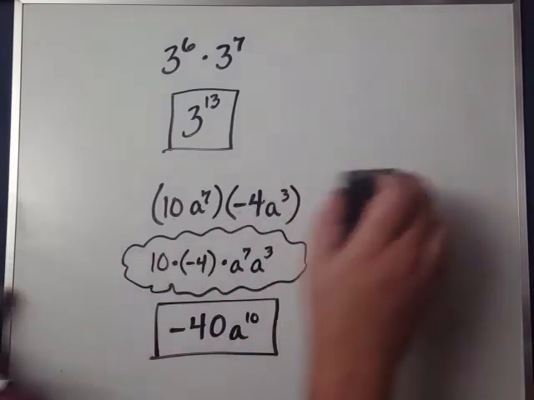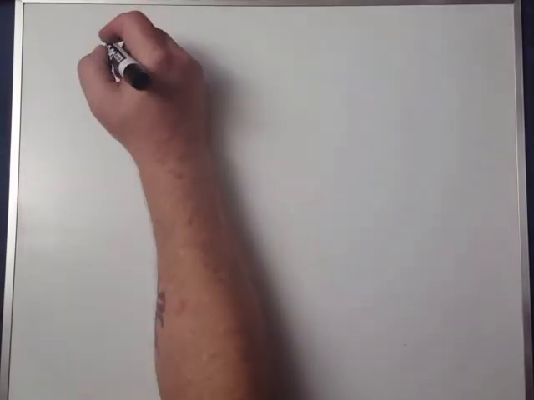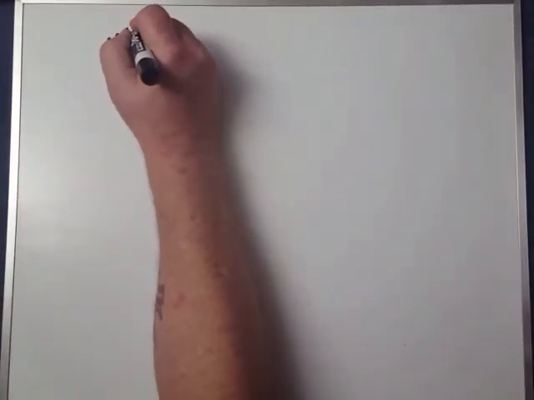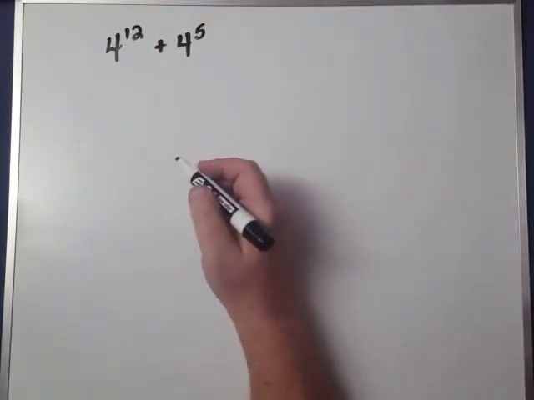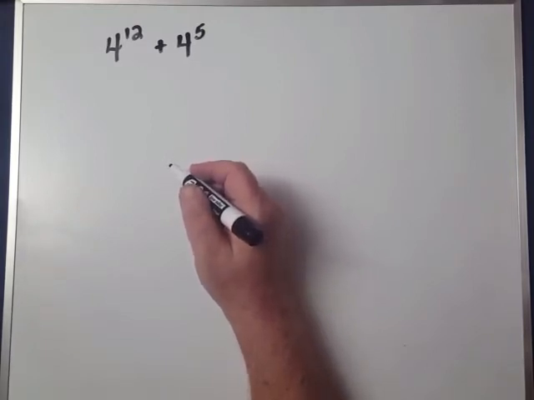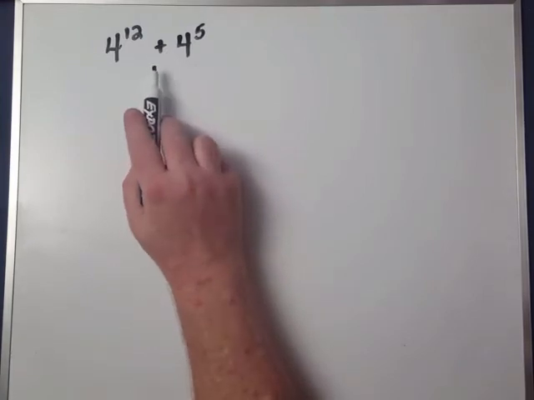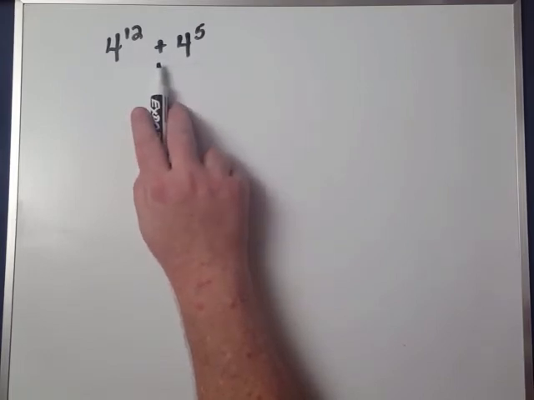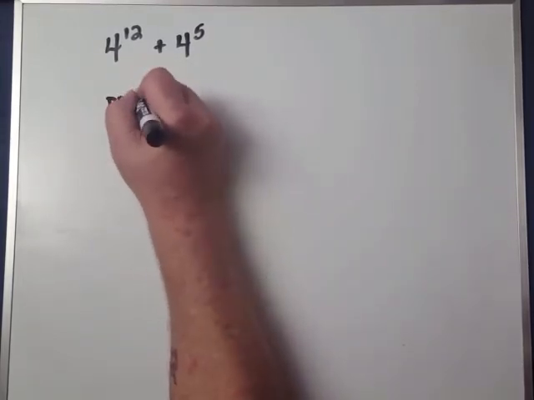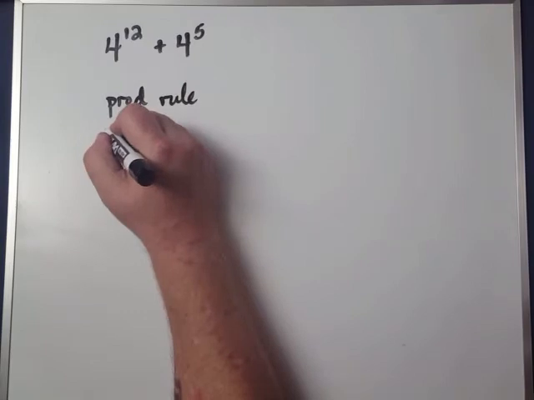In number 40, now because of the way the instructions are written, she says use the product rule to simplify if possible. Does the product rule apply to this problem? Is this a product of like bases? No, this is a sum. We're adding, we're not multiplying. So, the product rule does not apply.